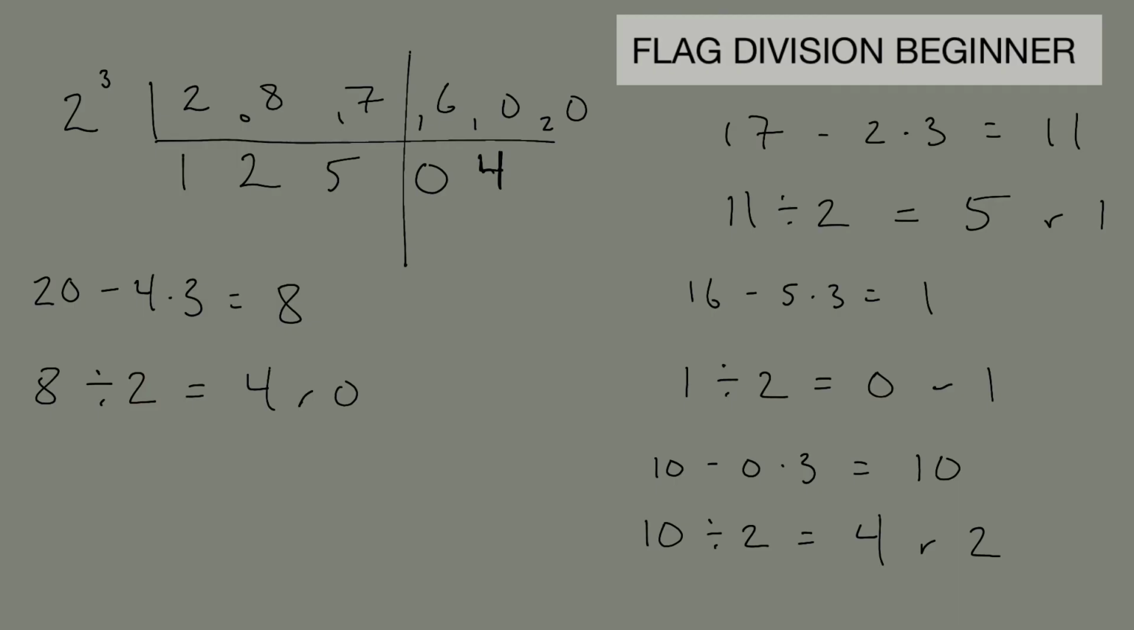8 divided by 2 gives us 4, remainder 0. We come across that same problem again. So instead of 4, remainder 0, I'm going to say 8 divided by 2 is 3 with 2 left over. So now let's see what happens. If I write 3 with 2 left over, now we have 20 minus 3 times 3. That's 20 minus 9. 20 minus 9 gives us 11. So now I'm going to take this number 11 and divide by 2.